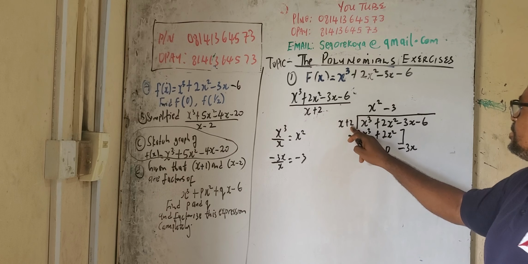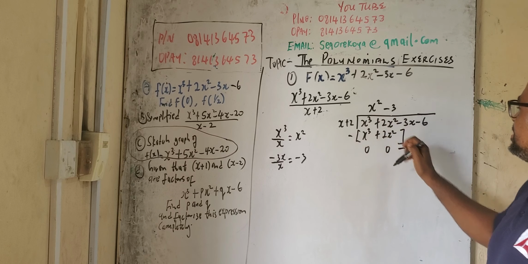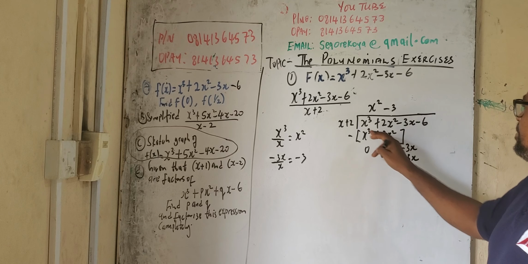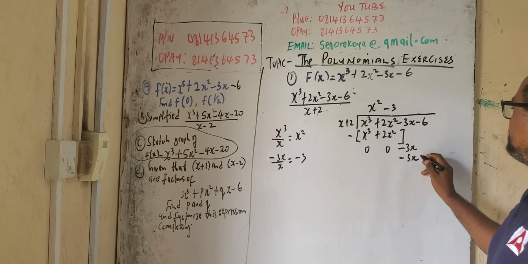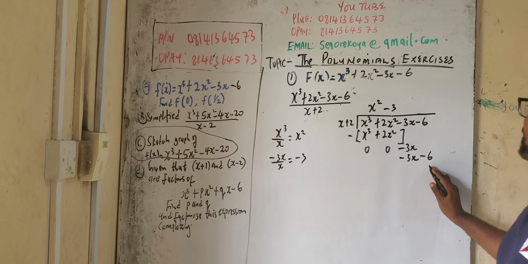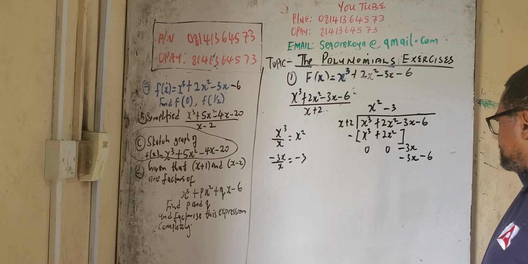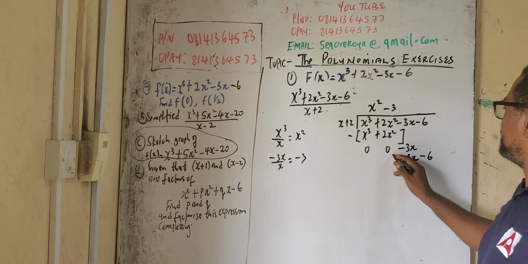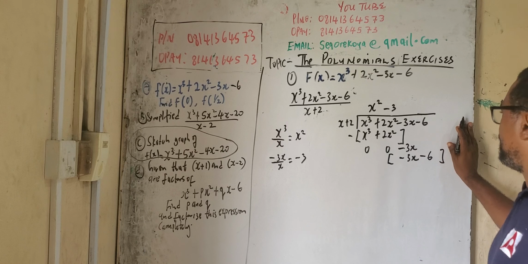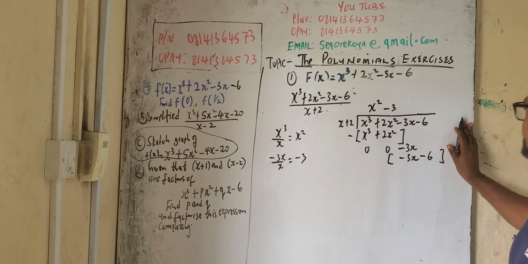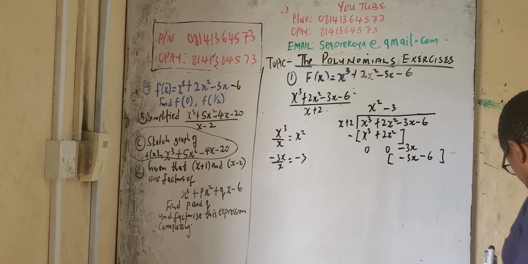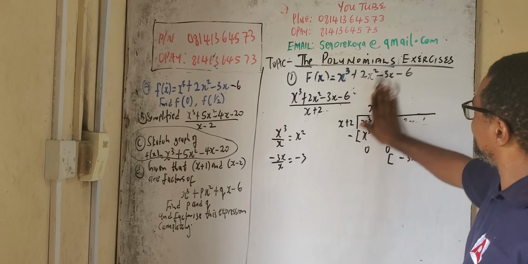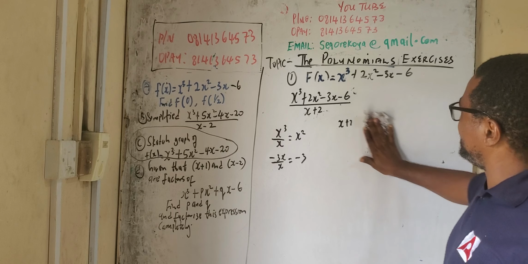Then use these two now to multiply this. x times minus 3 will give me minus 3x. Plus 2 times minus 3 gives me minus 6. So what you now do is to subtract. When you subtract, let me do the operation again. There must be a mistake somewhere there.